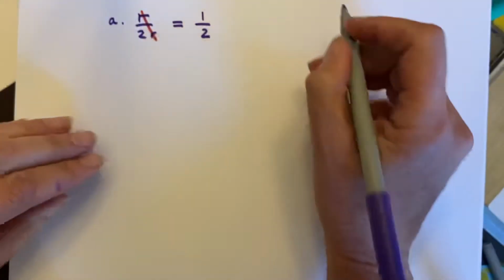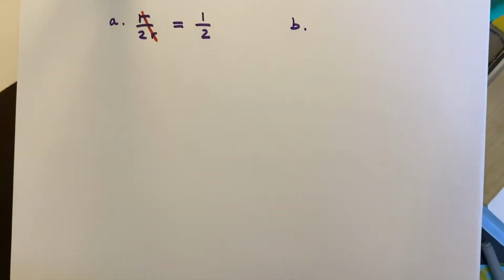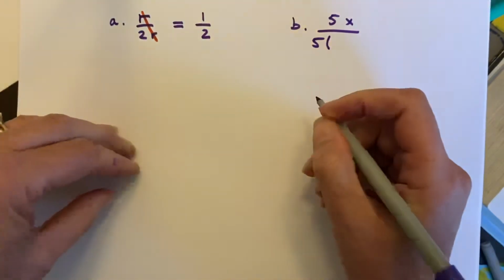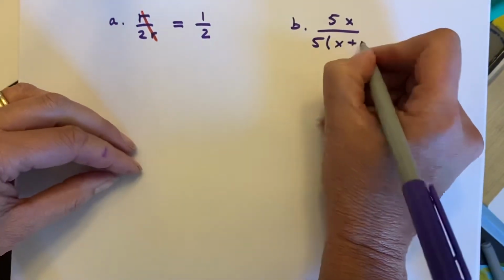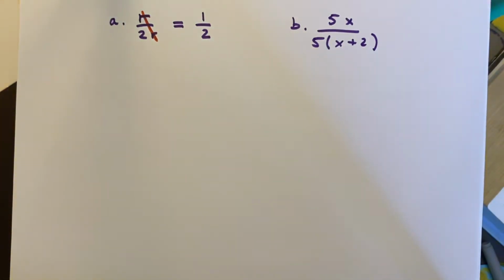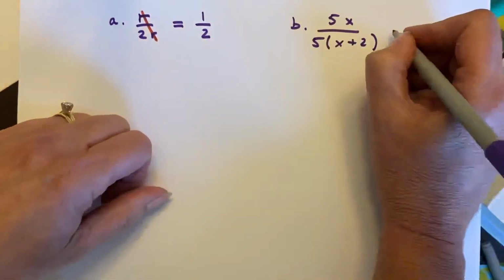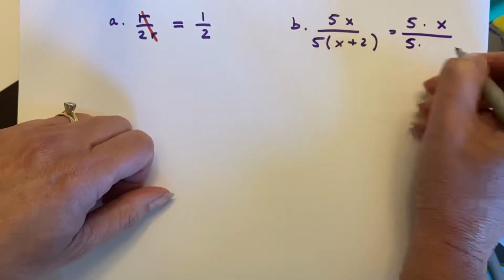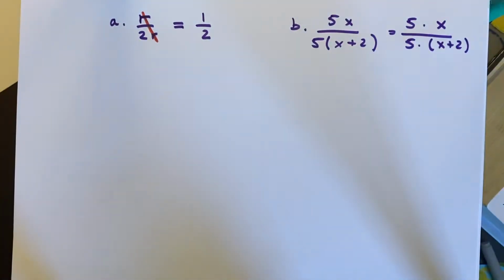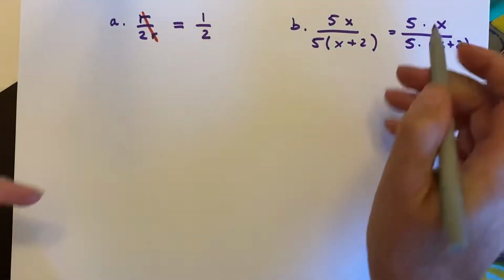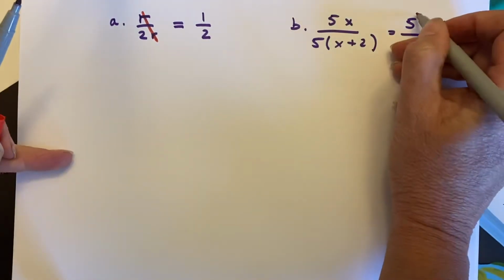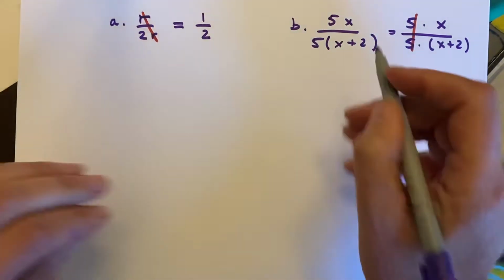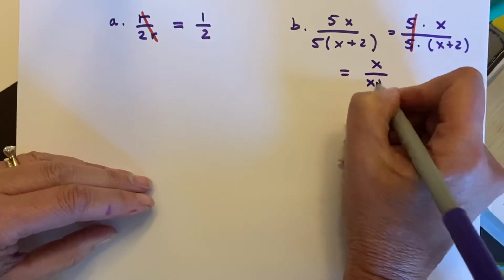Let me look at b. For b, they have 5 times x on the numerator, and on the denominator they have x times the monomial x plus 2. Okay, so let me put it in a form where it's just a little bit easier to see. This means 5 times x over 5 times x plus 2. And on top I put 5 over 5 right here so you could clearly see that these can easily be crossed out because they mean 1. And I can see that my solution is just going to be x over x plus 2.